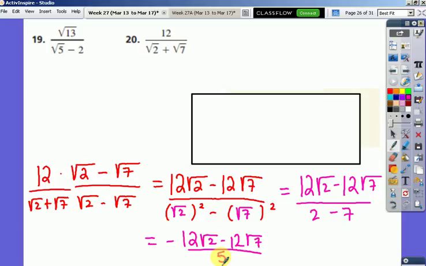Do you have questions, or does that make more sense? Yes. Yeah, negative 5. I just put the negative up front. Any other questions?